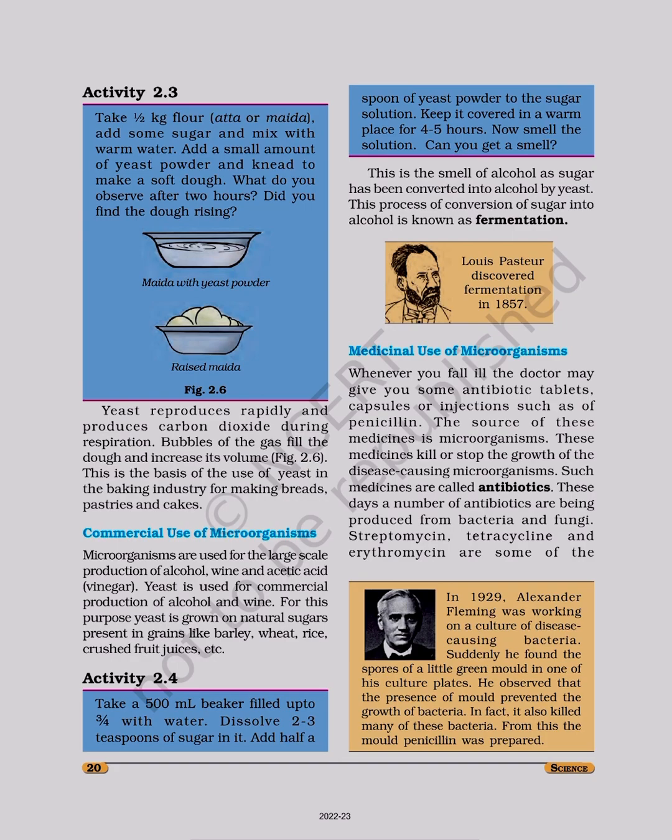For this purpose, yeast is grown on natural sugars present in grains like barley, wheat, rice, crushed fruit juices, etc. Activity 2.4. Take a 500 ml beaker filled up to 3 by 4 with water. Dissolve 2 to 3 teaspoons of sugar in it. Add half a spoon of yeast powder to the sugar solution. Keep it covered in a warm place for 4 to 5 hours.